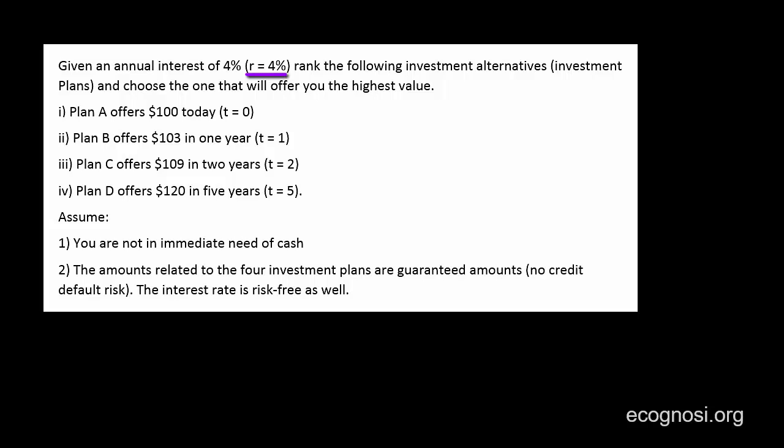In carrying out your analysis, assume number 1, you are not in immediate need of cash, and number 2, the amounts related to the 4 investment plans are guaranteed amounts. That is, there's no credit default risk. The interest rate is risk-free as well. So this first assumption, assume you are not in immediate need of cash. Can you think of the reason we imposed it? I encourage you to pause the video and think about it a bit.